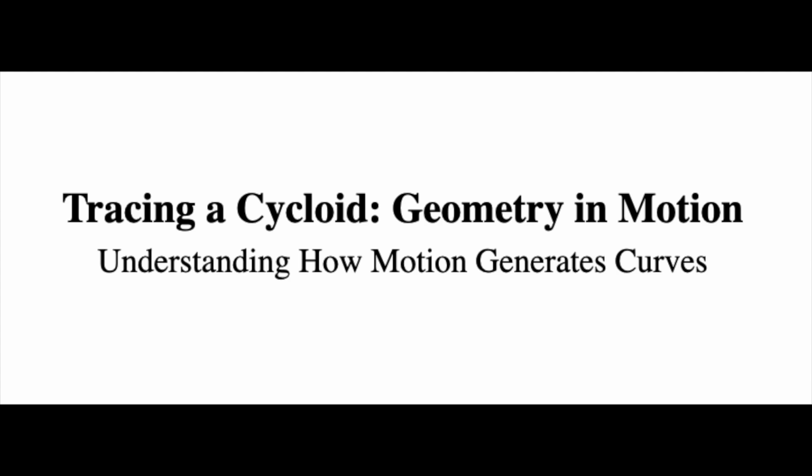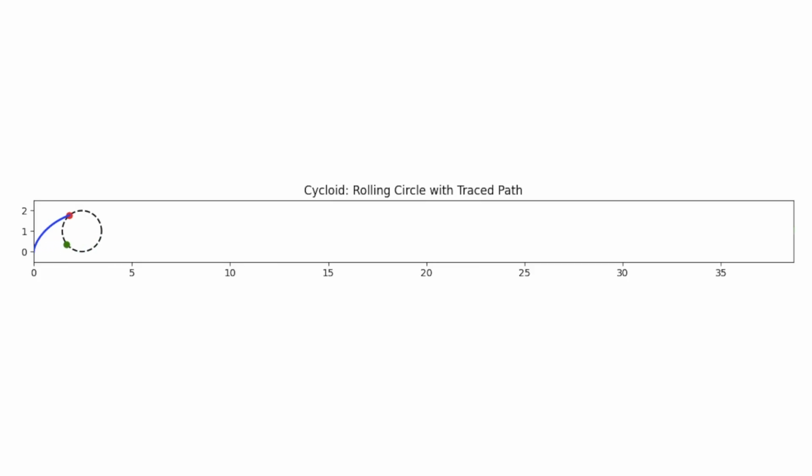Welcome to this visualization of a cycloid, the fascinating curve traced by a point on the circumference of a rolling circle. Here, the black dashed circle rolls without slipping along a straight line. The red point on the rim traces out the cycloid curve.